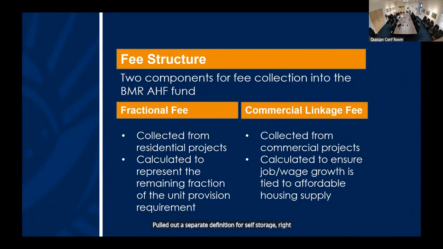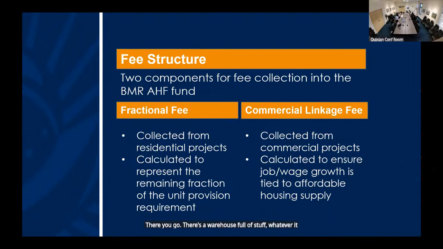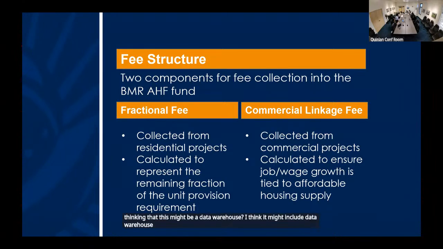So that's different. Oh, I see that there. Yeah, the building code defines every type of building, what they are, and what the occupancy category classification is for every building. I was thinking of, just as an example, if you go down the corner and around the street, you'll find a warehouse full of stuff, whatever it is. But you're thinking that this might be a data warehouse? I think it might include data warehouse. It could. Which might explain the highest cost.